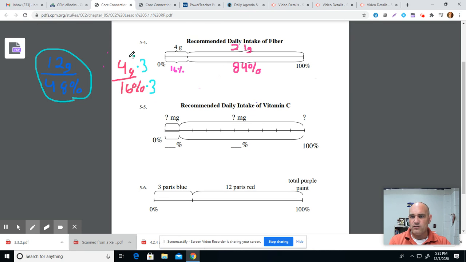Also, you could have done this. You could have reduced this. And if I do that, and I reduce this, I could get myself to 1 gram is 4%. And then I could have done this, multiplied 4 times 12 to get 48, 1 times 12 to get 12, to once again find out that they are equivalent. So yes, he is correct.